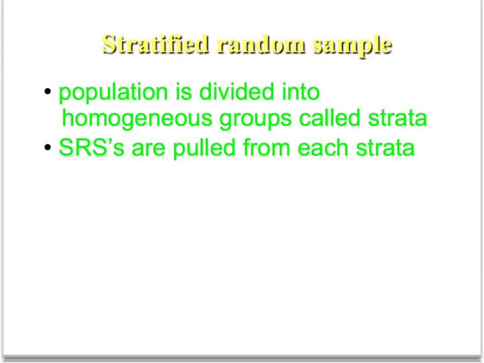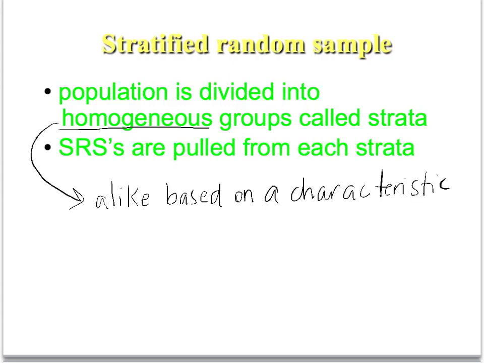Stratified random sample is our next type, and this is when the population is divided into homogeneous groups called strata. And once we have those in the homogeneous groups, we take the simple random sample from the strata. And homogeneous just means that something is alike based on a characteristic. So each member of our strata would have the same characteristic. So say, for instance, I wanted each member of my group to have brown hair or something like that.